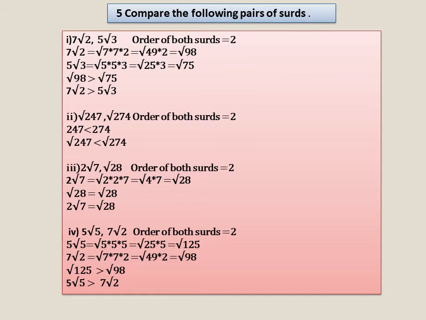Outside 7, how many times inside? 2 times. 7 7s are 49. 49 2s are 98. Compare square root of 125 and square root of 98. Square root of 125 is greater than square root of 98. Square root of 125 is whose answer? 5 root 5. Root 98 is whose answer? 7 root 2. Then write the original numbers. 5 root 5 is greater than 7 root 2.